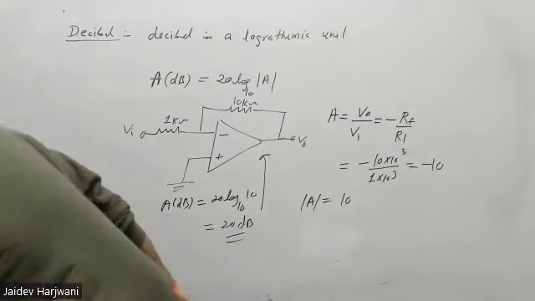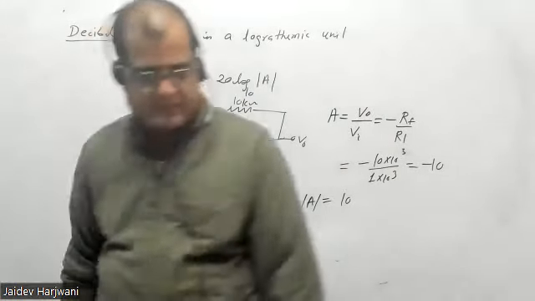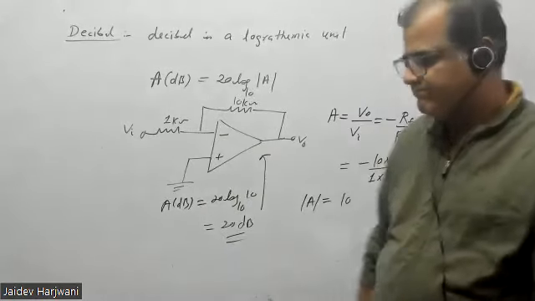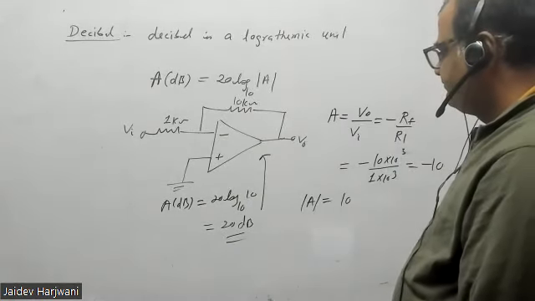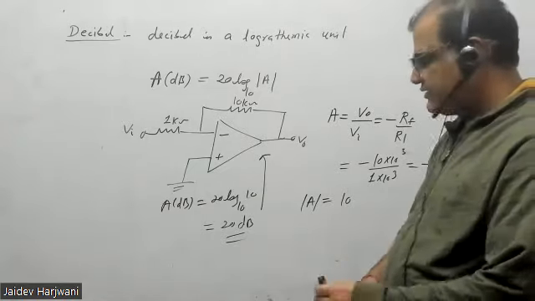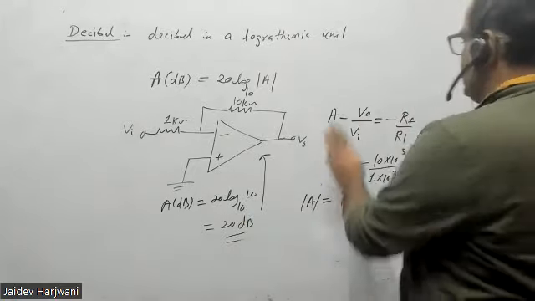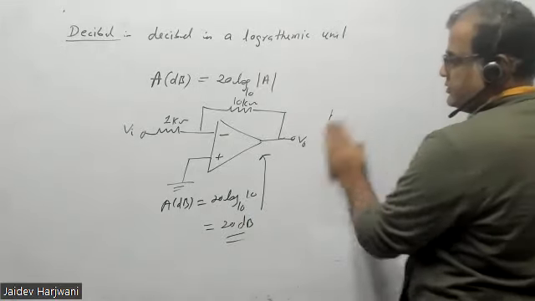Now let us start a new topic. So, sir, many times in this format, 10 log of whatever the gain is. In electronics, we divide it like this, we do it with 20. Okay, sir.